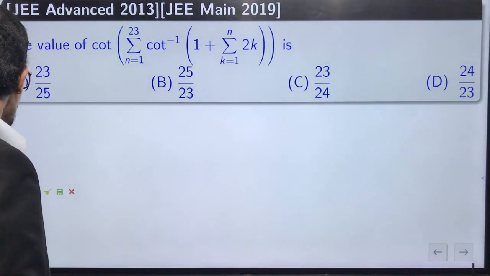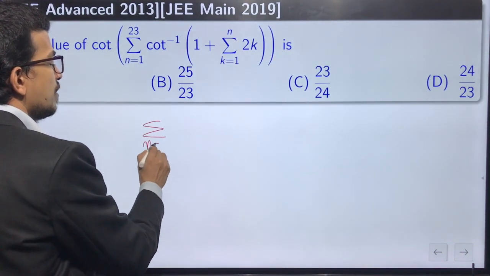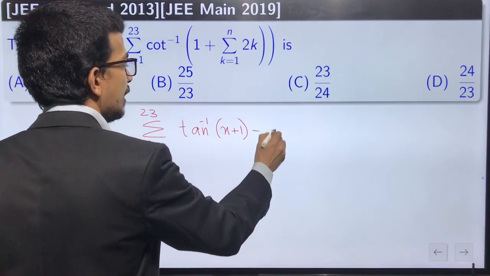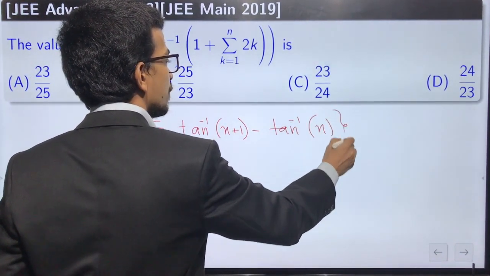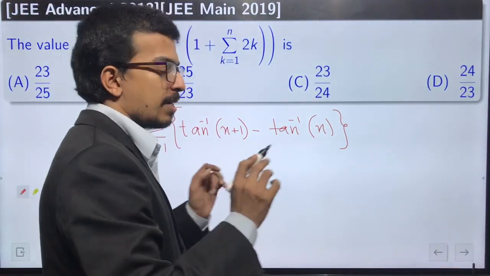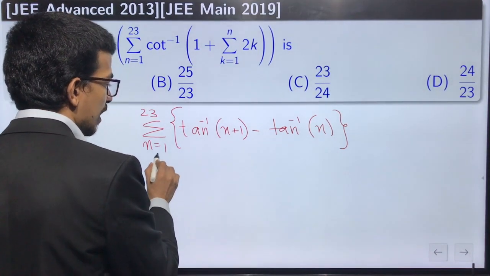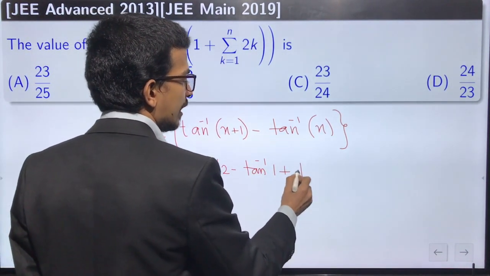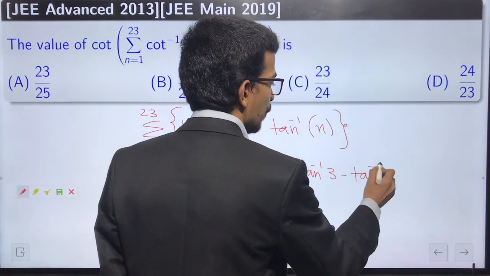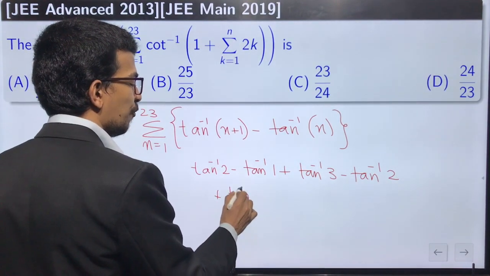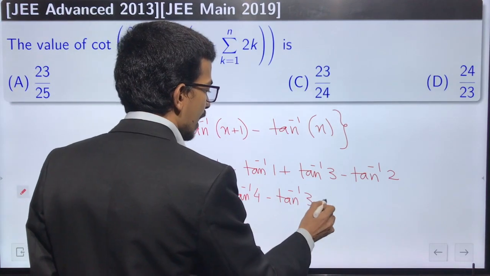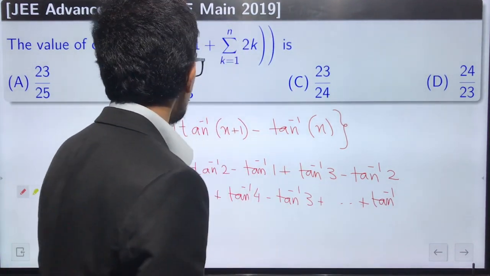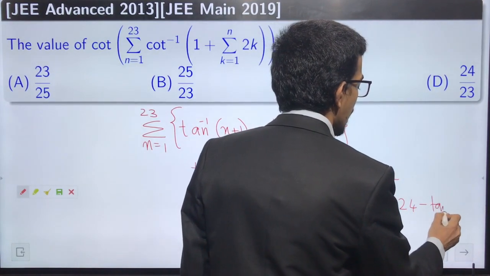So what do I have now? We have sigma n is equal to 1 to 23 of tan inverse of n plus 1 minus tan inverse of n. Now rewriting in this way is going to do all the magic, because when you put n is equal to 1, this is tan inverse of 2 minus tan inverse of 1. The next term is tan inverse of 3 minus tan inverse of 2. The next term is tan inverse of 4 minus tan inverse of 3, and so on. The last term, when you put n is equal to 23, is tan inverse of 24 minus tan inverse of 23, right?